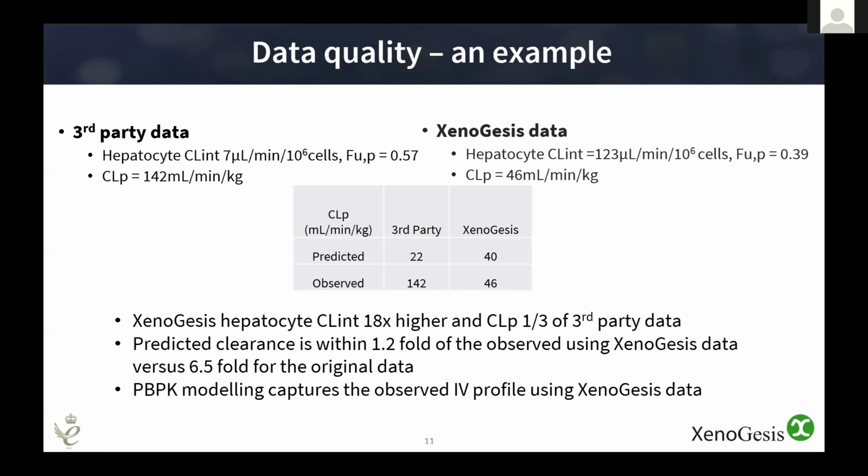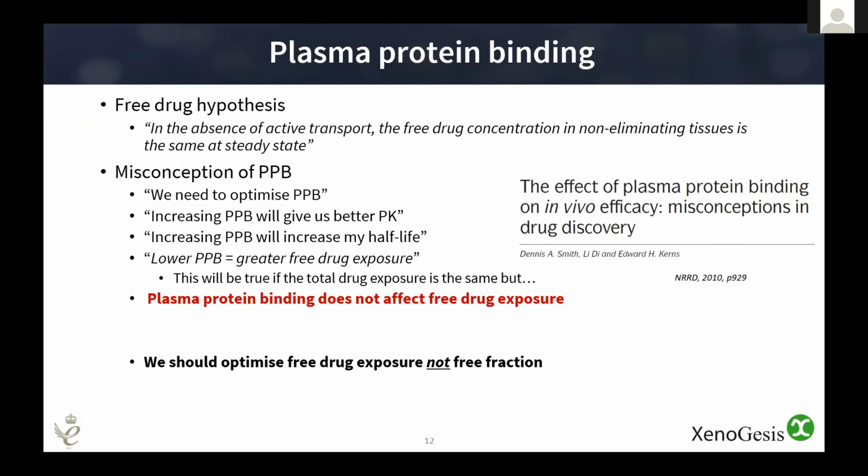If we'd have believed that data at face value, we may have gone off on a wild goose chase, for example, looking at hepatic uptake or other routes of metabolism, renal clearance, for example. So I think it's just important to say how important data quality is.